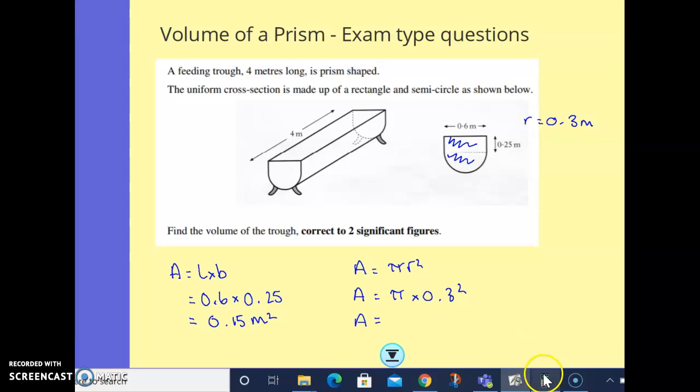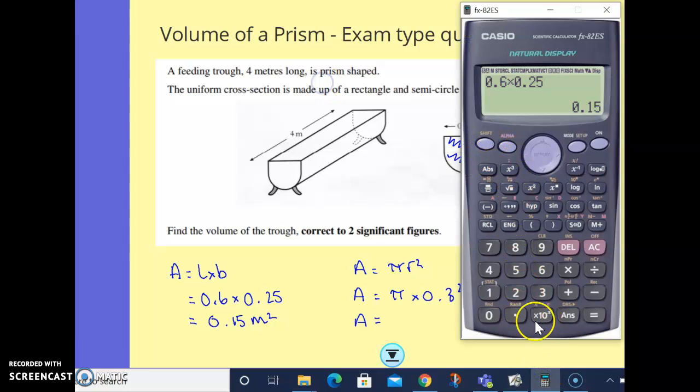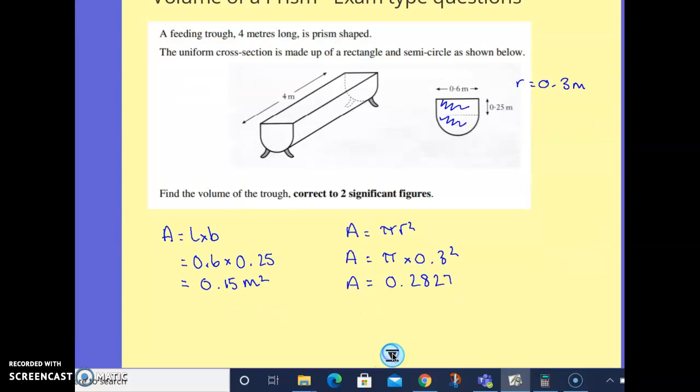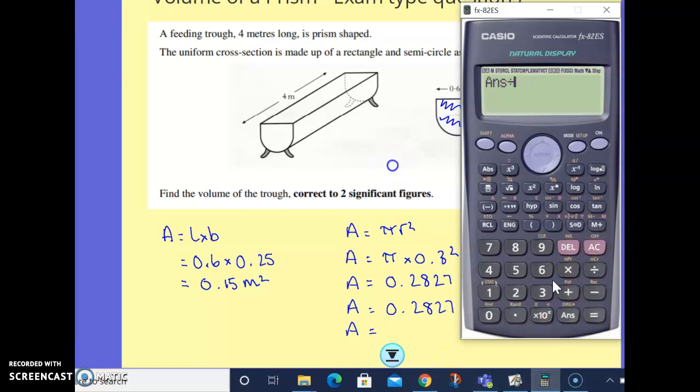Apologies for my writing on this. So pi times 0.3 squared, that is 0.2827. That would be a full circle though. I don't have a full circle, I've got half a circle. So let's divide it by 2, which is 0.1414.